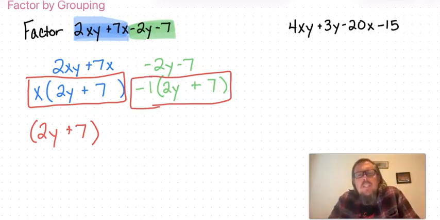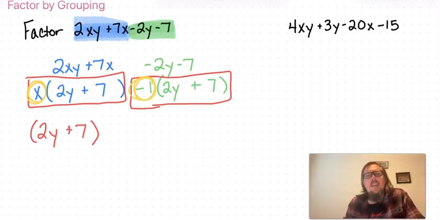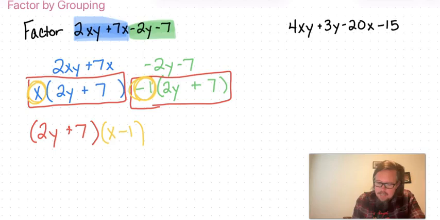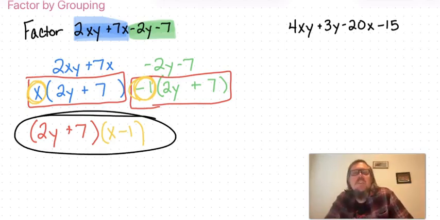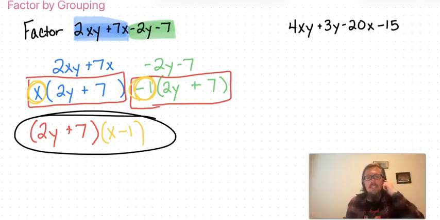So if I take a 2y plus 7 out of both of these, what's left? Well, I've got an x and a minus 1. That's what's left over after I remove a 2y plus 7 from both of these. So I'm left with an x minus 1, and that's our answer. That's factoring by grouping. So this is one of the ways that we can take a polynomial and factor it into two parentheses. We've multiplied two parentheses together to get a polynomial. Now we're doing the opposite. We're taking a polynomial and factoring it back into the two parentheses.